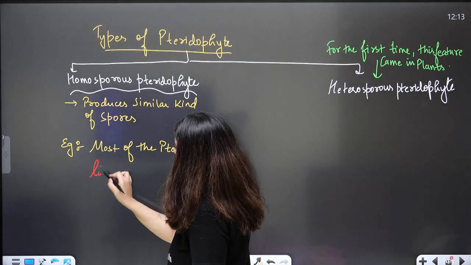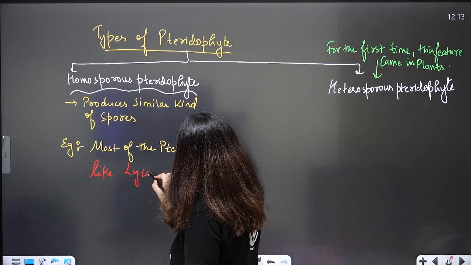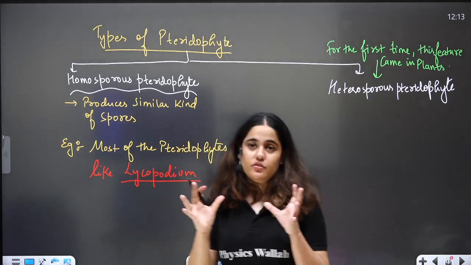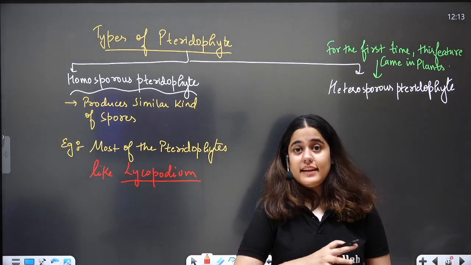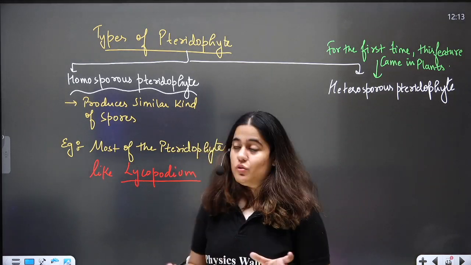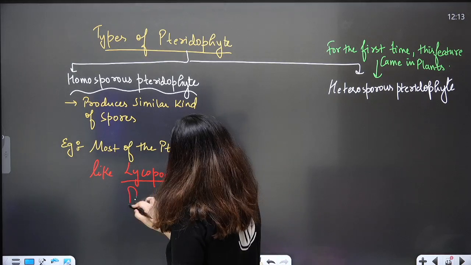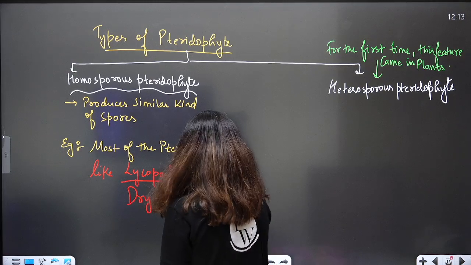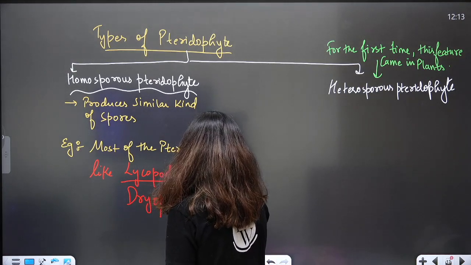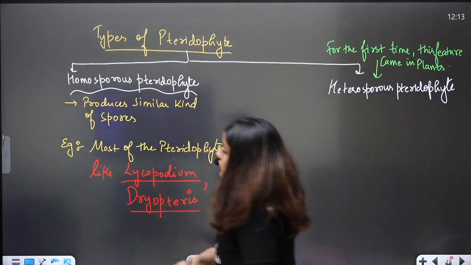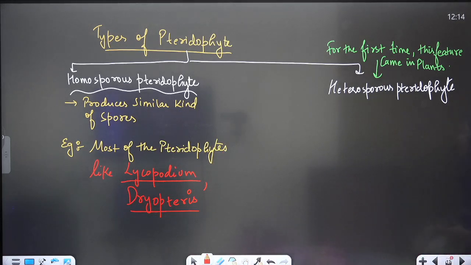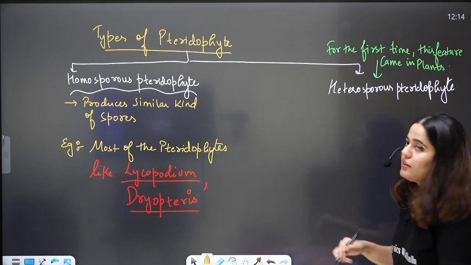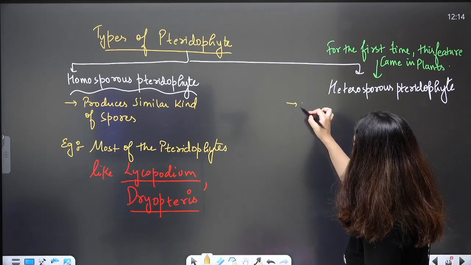Like Lycopodium and Dryopteris. You have to remember the examples, whatever I am writing in this chapter or in any other chapter, please remember those, they are important. So most of the pteridophytes produce the same kind of spore.